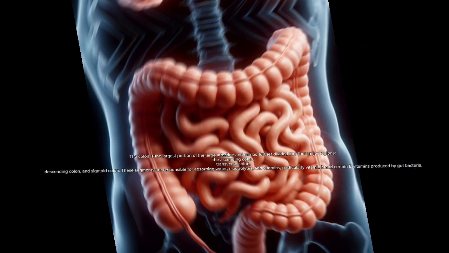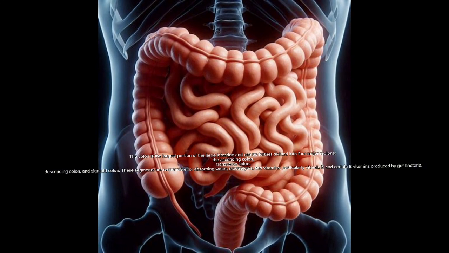The colon is the largest portion of the large intestine and can be further divided into four major regions: the ascending colon, transverse colon, descending colon, and sigmoid colon. These segments are responsible for absorbing water, electrolytes, and vitamins, particularly vitamin K and certain B vitamins produced by gut bacteria.